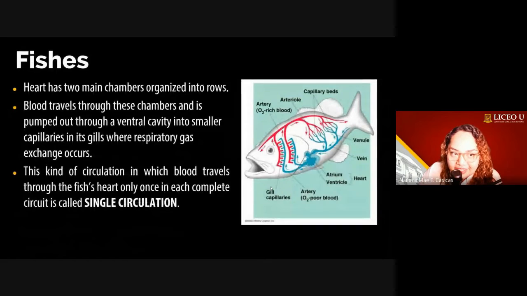Your fishes have, instead of four chambers, two chambers in their hearts. So lahi siya sa ato, they have two chambers and then blood travels through these chambers and is pumped out through a ventral cavity into smaller capillaries in its gills where respiratory gas exchange occurs. So this kind of circulation, in which blood travels through the fish's heart only once in each complete circuit, is single circulation.